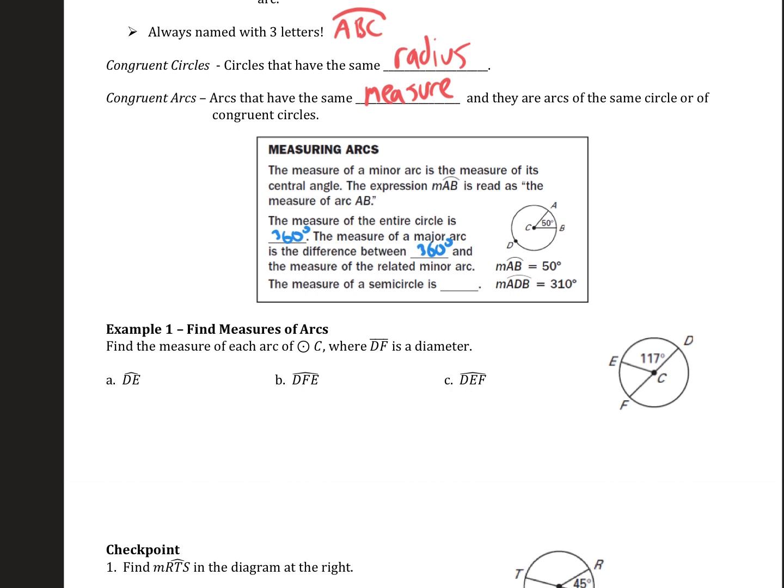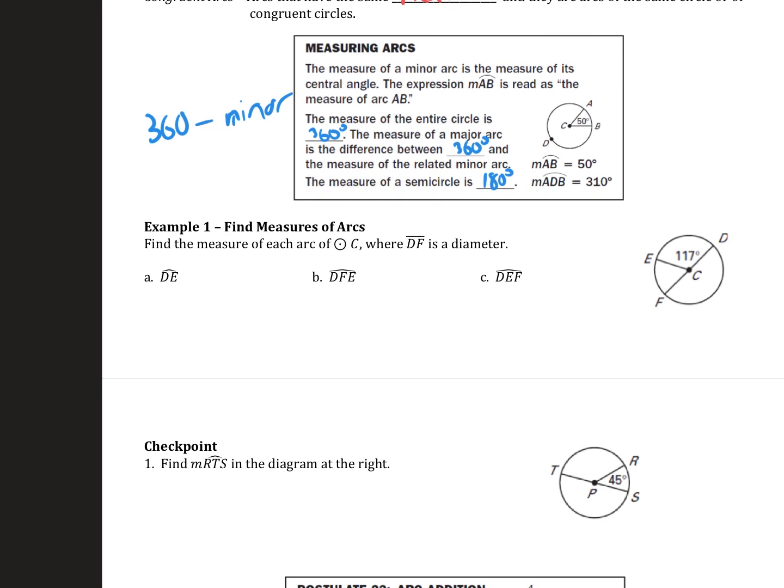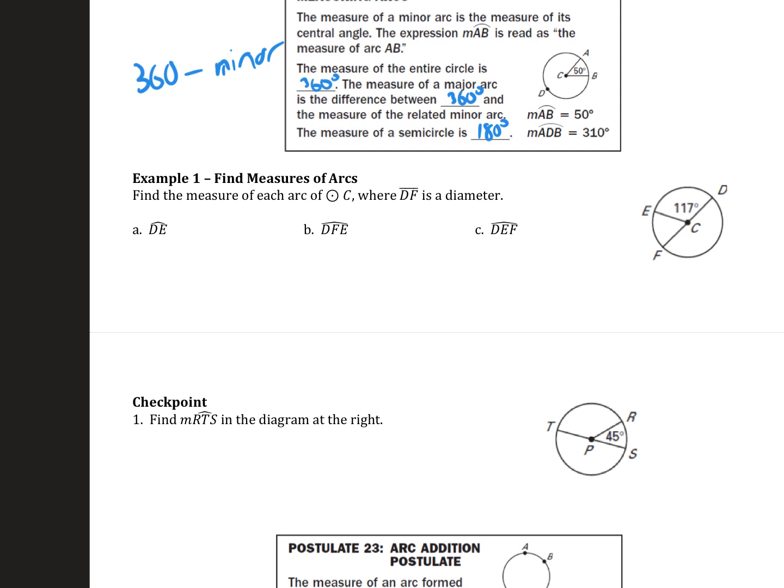And difference is subtraction, right? You do 360 minus the minor arc to find the major arc. And a semicircle is how many degrees? It's 180 degrees.